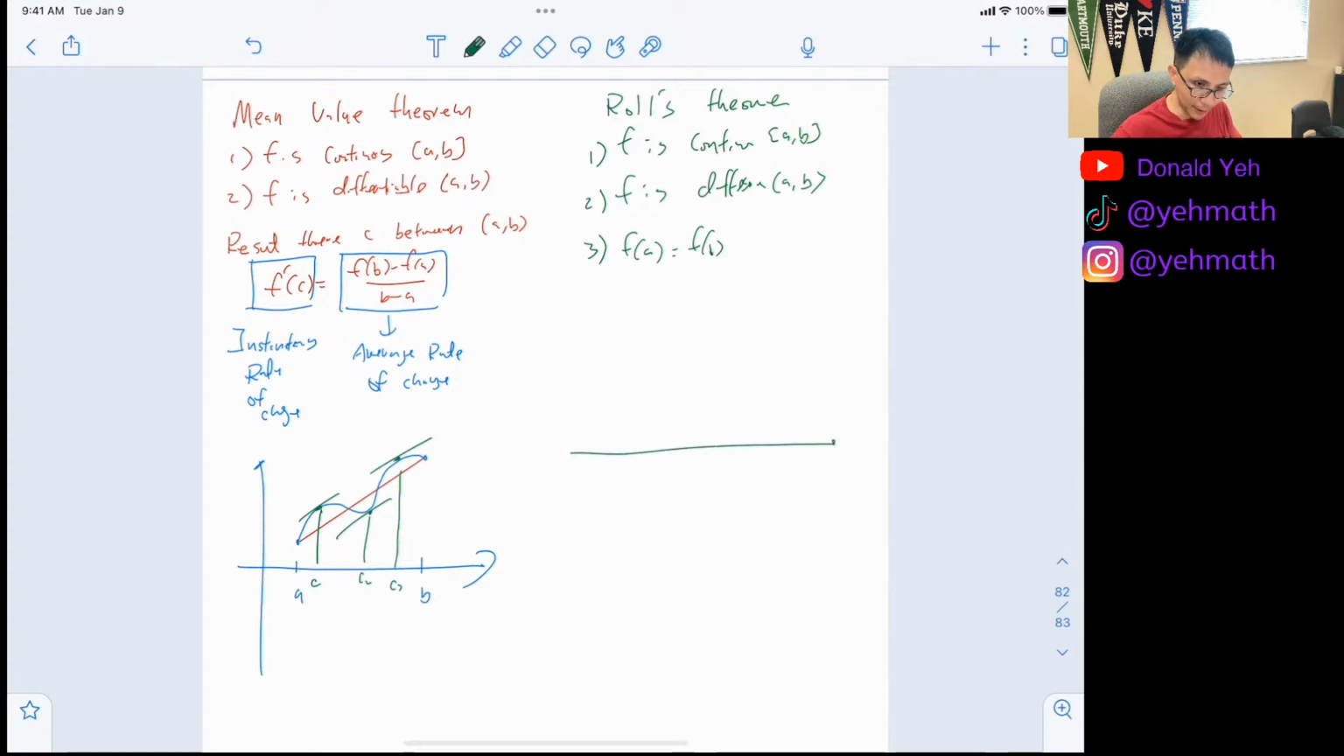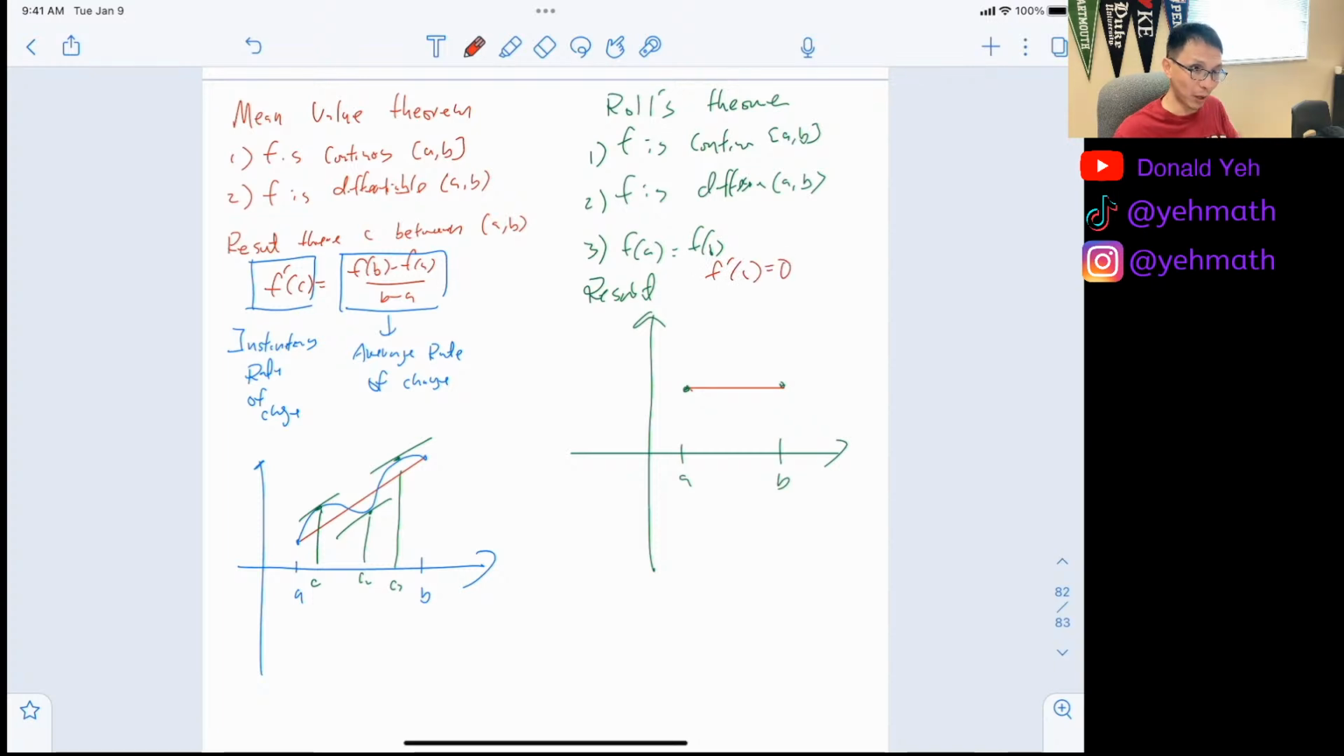And you're like, okay, I got this. If I have A and I have B, they have the same output. Guess what? The easiest way is to connect a straight line from here to here. So the result is actually pretty easy. Same as the mean value theorem. What is the slope between those 2 points? 0. So therefore, f prime of c must equal 0. There must be one c.